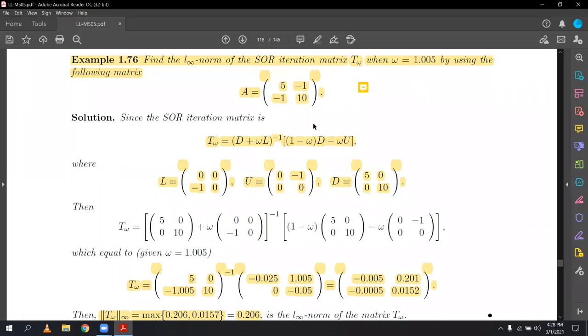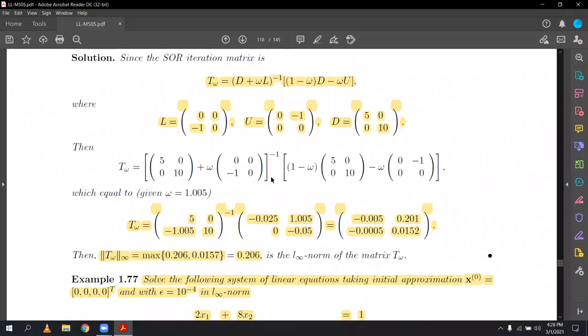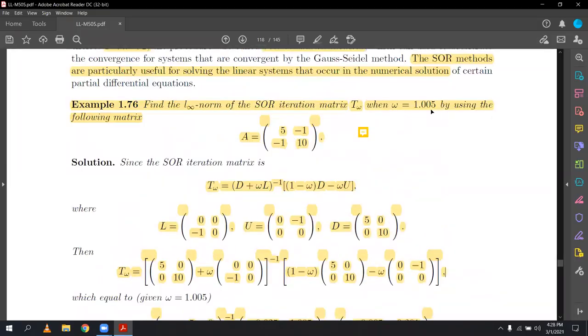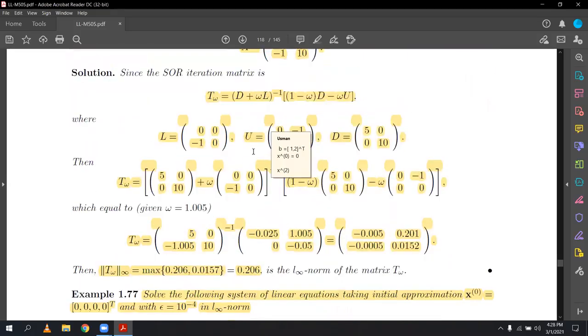But I say find the error bound. So how can you find the error bound? You need TW. You have to calculate TW from here, and you only have to remember this formula for TW. And omega, no need to calculate by yourself, it is already given by the teacher. So we can have it directly here.